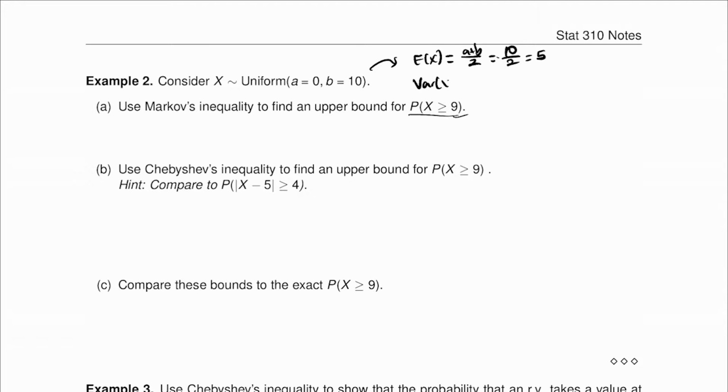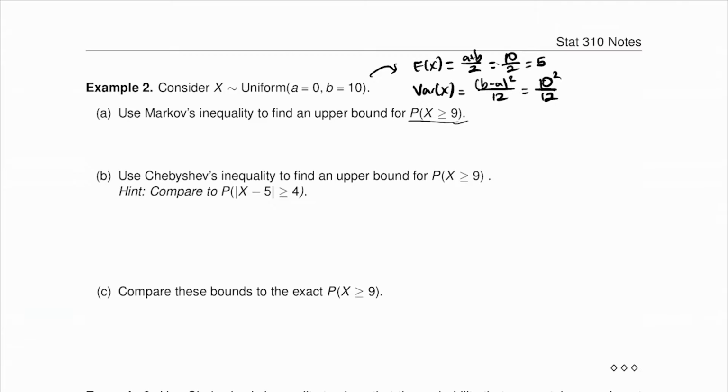And the variance is b minus a squared over 12. In this case, this is going to be 10 squared over 12, right? Okay, now use Markov's inequality to find an upper bound for this probability. The probability that x is greater or equal than 9. Using Markov's inequality, this is less or equal than the expected value of x over 9. And this expected value is 5, so this is 5 over 9, approximately 0.55.